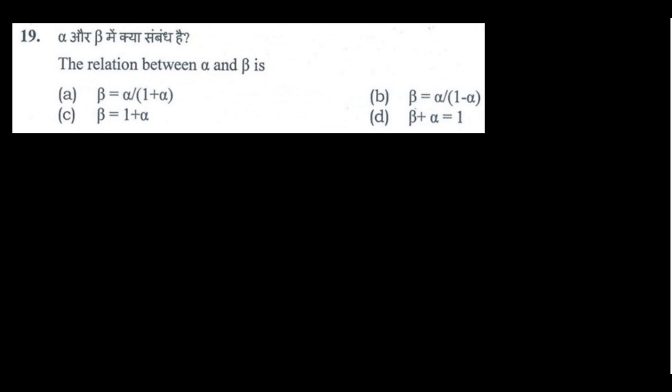Question number 19. The relation between alpha and beta is... See, alpha value is going to be always less than 1. Okay, you should remember this. It's going to be less than 1. Now, what is the relation between alpha and beta?